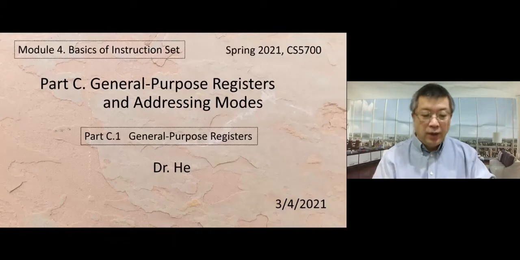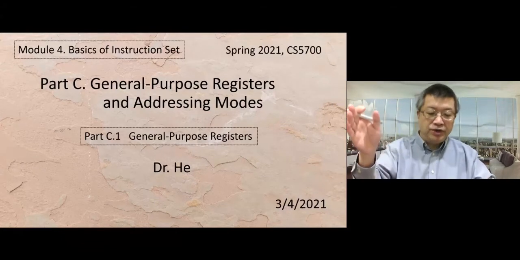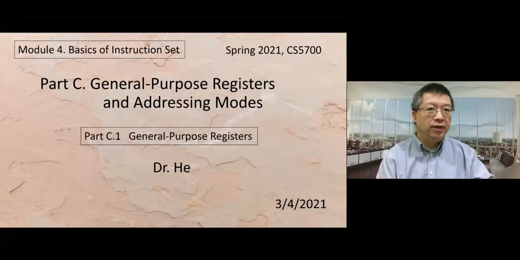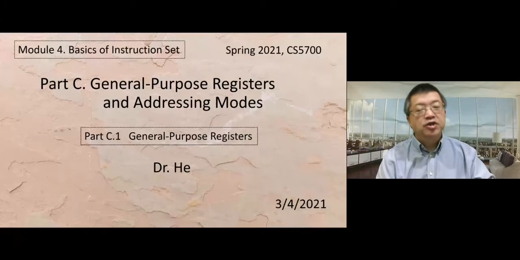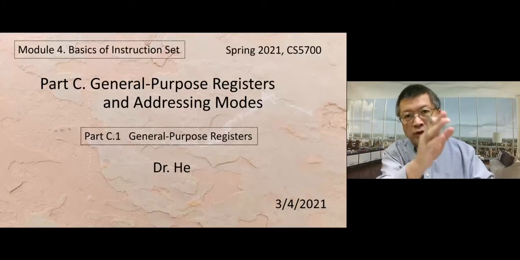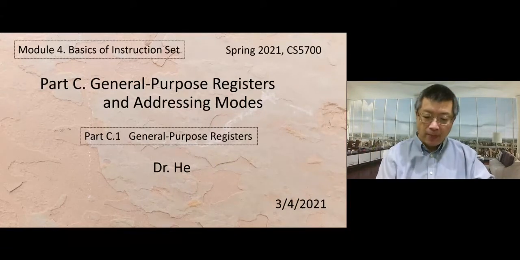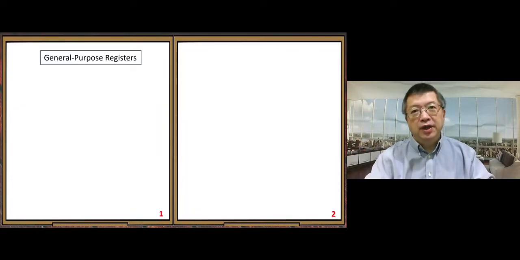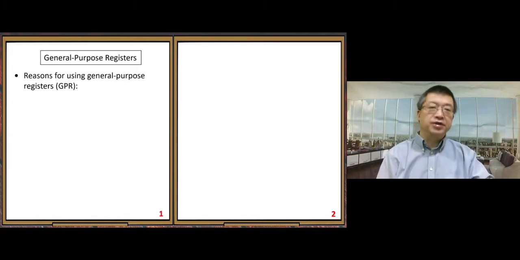Part C, general purpose registers and addressing modes. We learn two topics in this part. Part C.1, general purpose registers. First, let's look at this concept, general purpose registers.